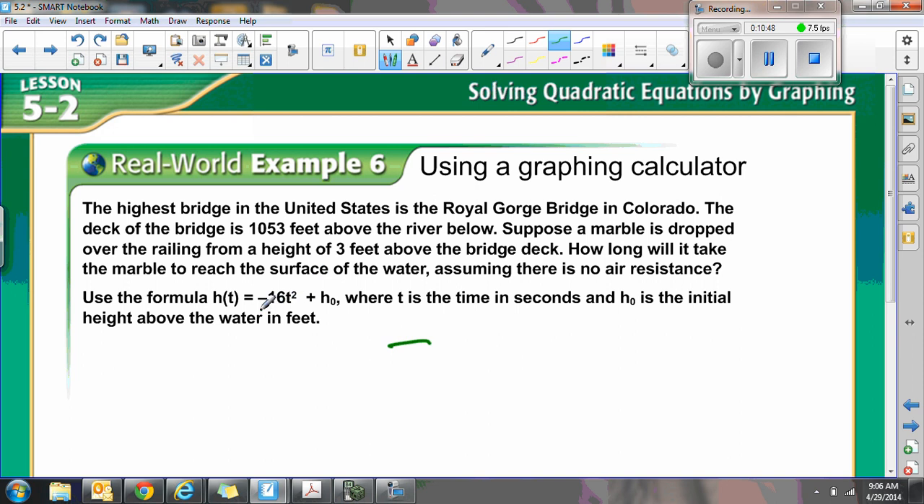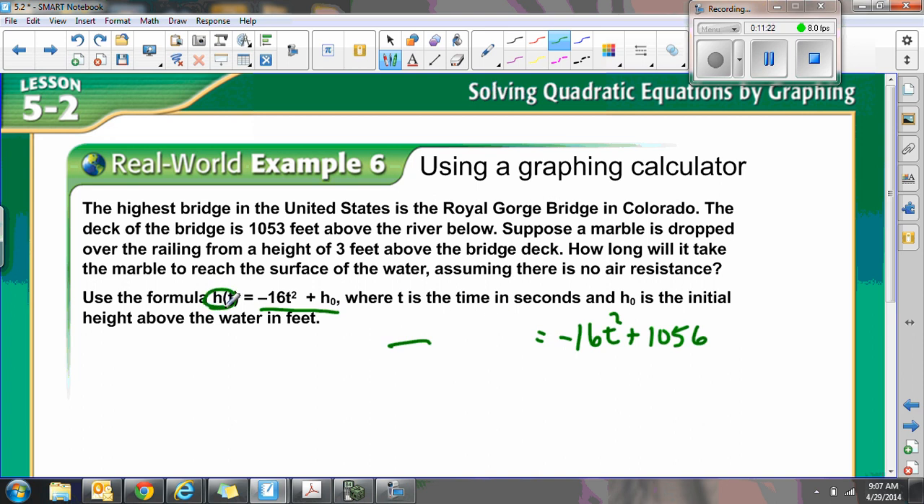This formula right here, negative 16t squared plus h sub 0, describes t as time in seconds, h sub 0 as the initial height above the water. So in my scenario, negative 16t squared, the h sub 0 is where the marble is dropped, which would be 1056. You have 1053 for how far the bridge is, plus an additional 3 feet from where the marble is dropped. And that should be equal to the height at any given time.